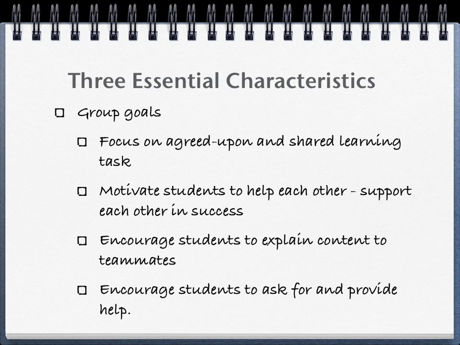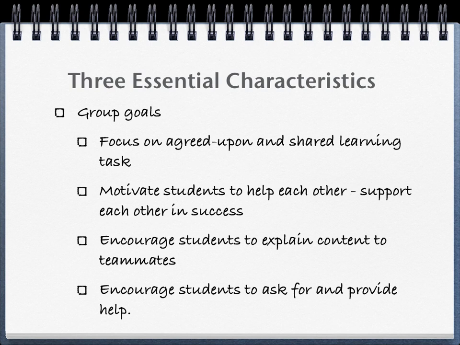So 3 essential characteristics. The first is the group goals. They focus on agreed upon and shared learning tasks, and these group goals also motivate students to help each other, and therefore they support each other in success. They encourage students to explain content to teammates. Students are able to help each other learn, and they encourage students to ask for and provide help.